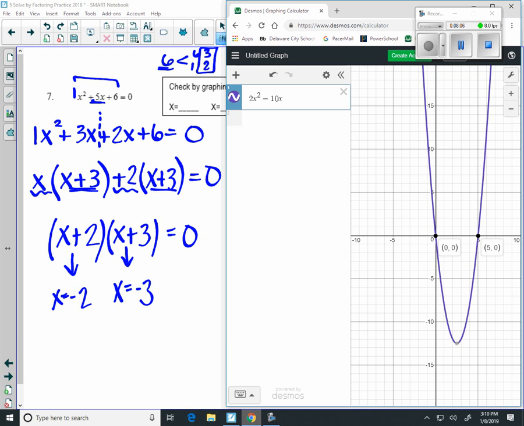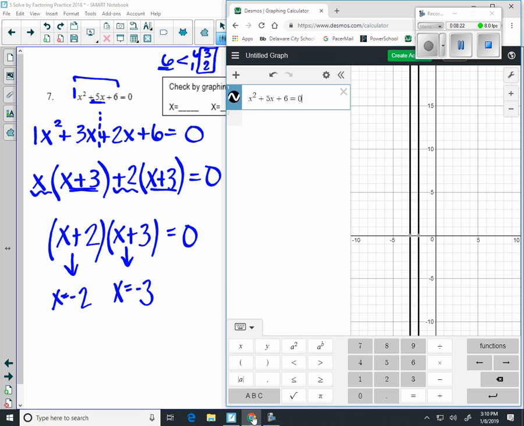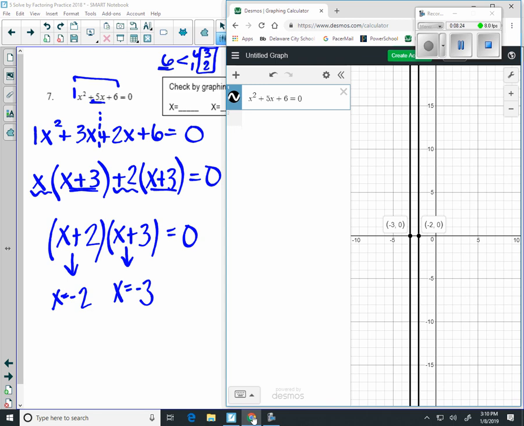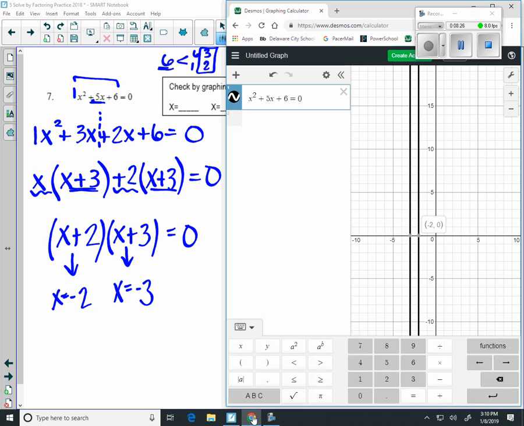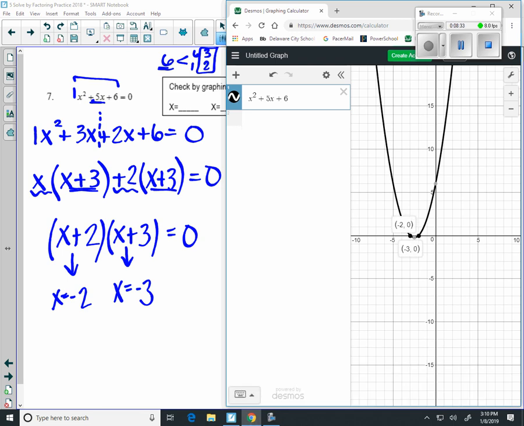Let's check it in Desmos as well. X squared plus 5x plus 6. I'm not putting equals 0. When you put equals 0, it takes it from a nice parabola. It still gives you the right answers. But it takes it from looking like a nice parabola to just giving you those solutions. I would rather see the parabola the way it is intended.